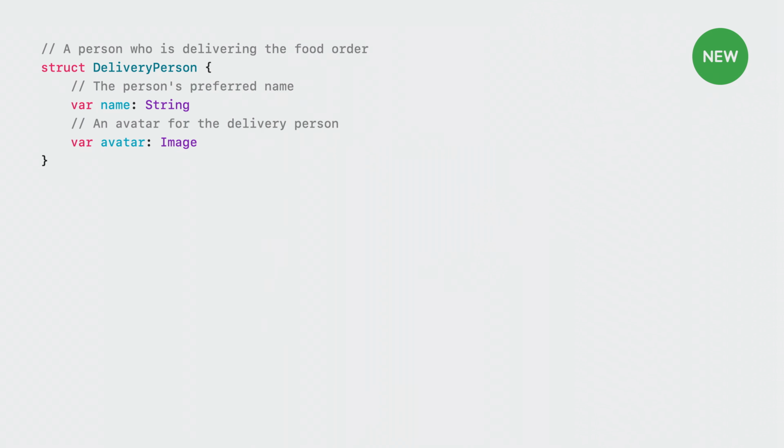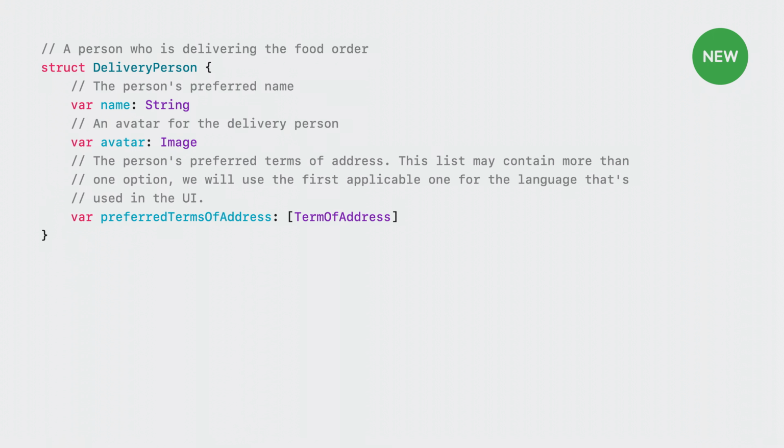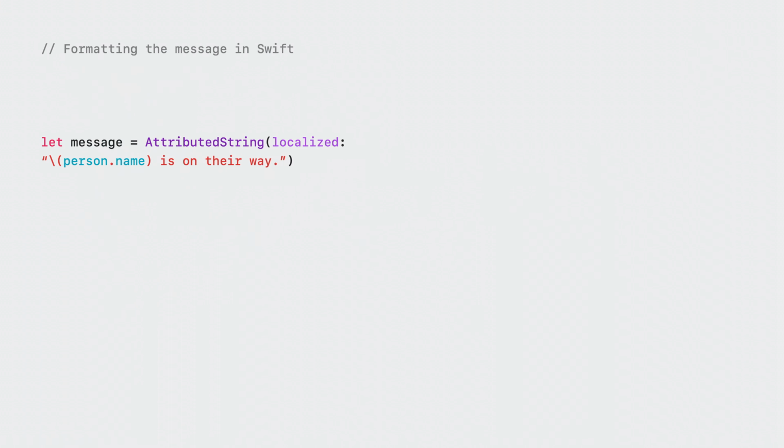First, we need to change the model for the delivery person to include their preferred term of address. To represent that, we add a new property of type term of address, which is new this year. Then, we can set the term of address to any of masculine, feminine, or neutral. Since we want to refer to Tony using he and him pronouns, we choose masculine. Next, we need to annotate the strings where pronouns need to change. To do that, we use the new referent concept attribute. A value of 1 indicates that the referent of the pronoun should be the first concept in the localization options.